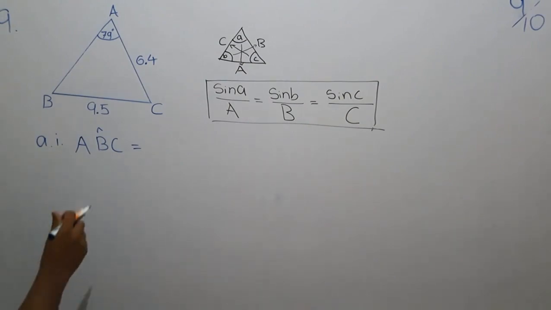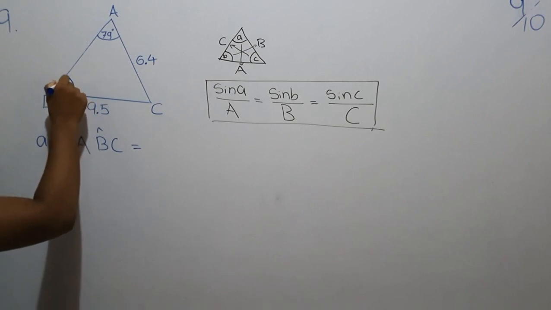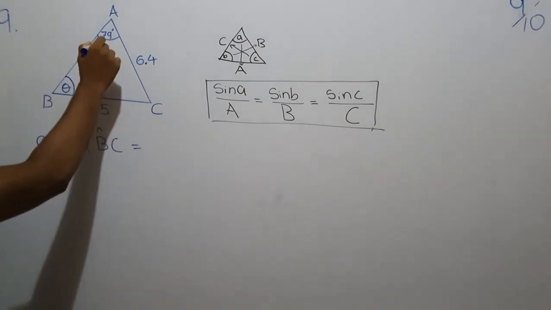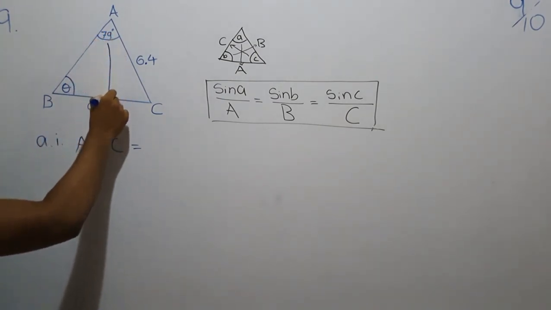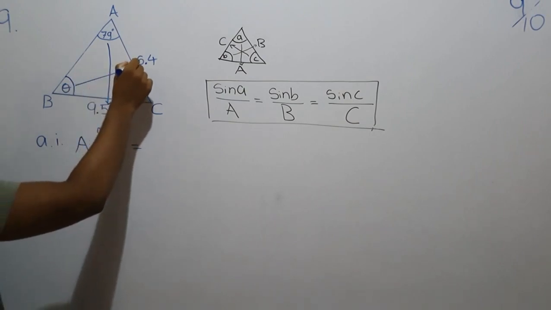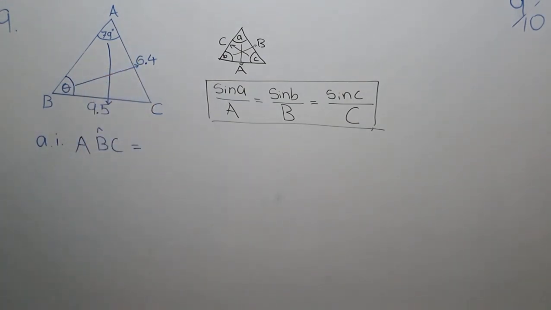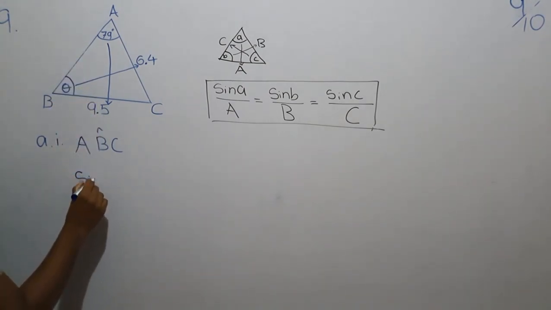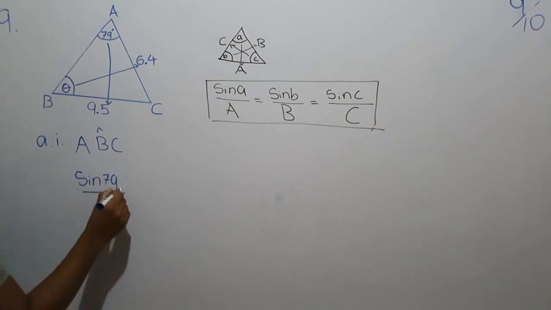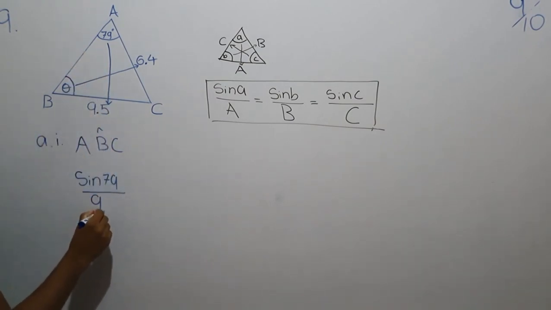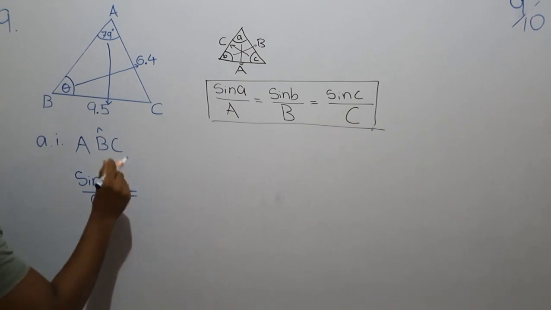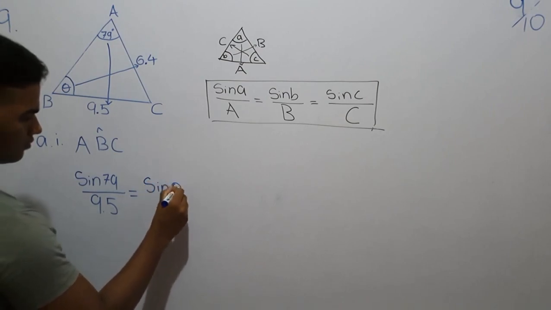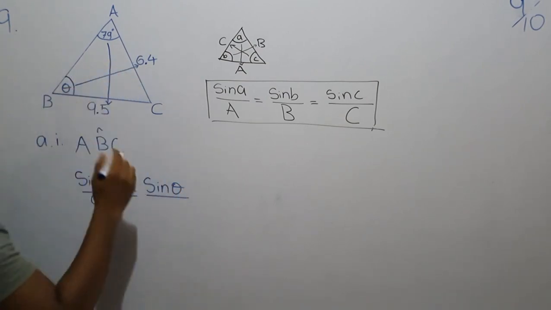So now ABC is this. I labeled it as theta. So 79 and the opposite length is given, so we can use that, and we can use this also, length 6.4. So I can build the sine relationship. Sine 79 divided by the opposite length 9.5 is equal to sine theta divided by the opposite length 6.4.